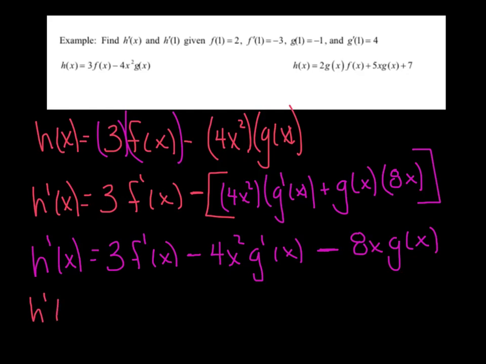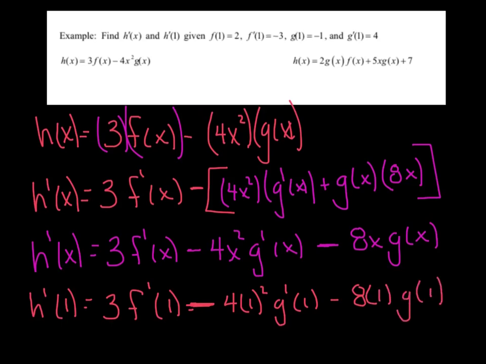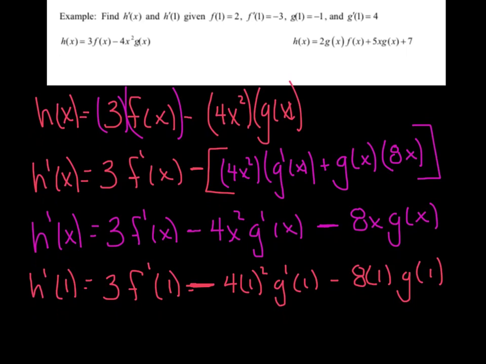So all I'm going to do is replace every x I see with a 1. And I'm not doing anything in my head. I'm literally plugging 1 into every x I see. Whoops, that's a minus sign. I have 4 times 1 squared times g prime of 1 minus 8 times 1 times g of 1. Okay, and now I'm going to evaluate these based on that given information.